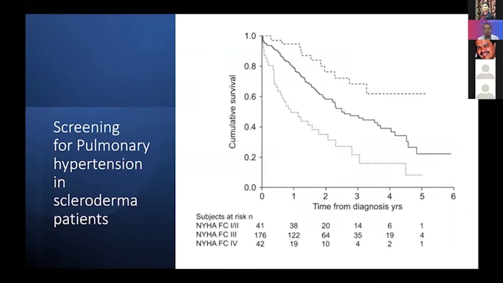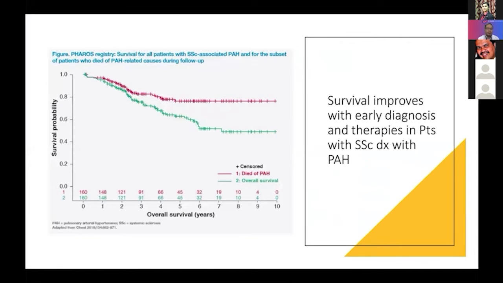Does it help when you screen patients earlier, when you diagnose patients earlier and put them on therapy? Does it help in the patient's prognosis? The answer is yes, because this is the PHAROS registry, a registry from the US, which shows that patients who have pulmonary arterial hypertension diagnosed early, as compared to patients who weren't diagnosed early and put on specific pulmonary hypertension therapy to treat them, recover. They have an overall better survival rate, as shown in the graph.